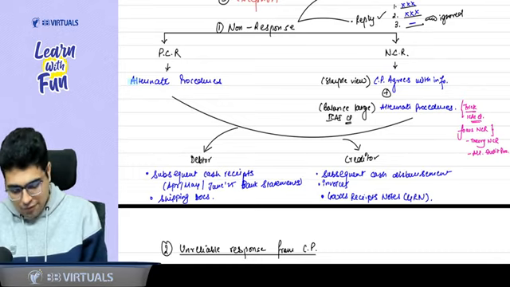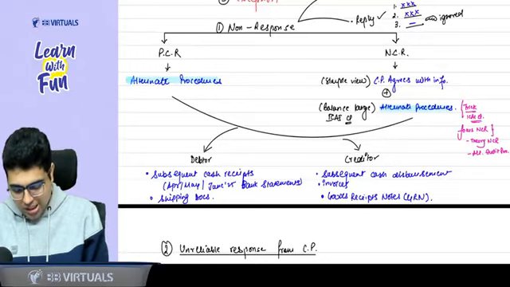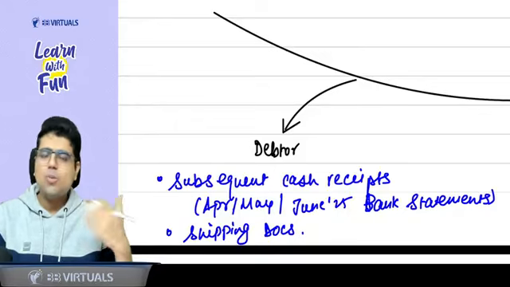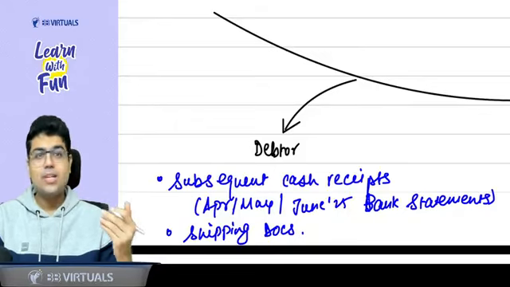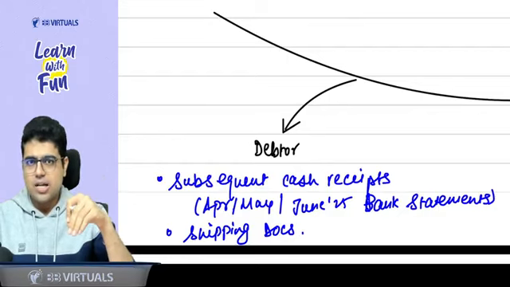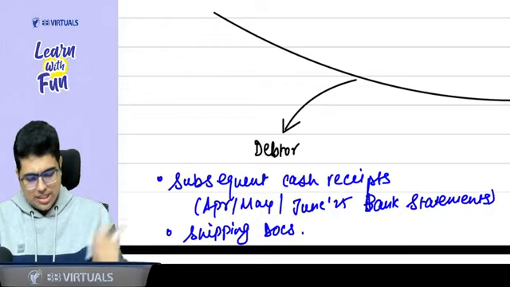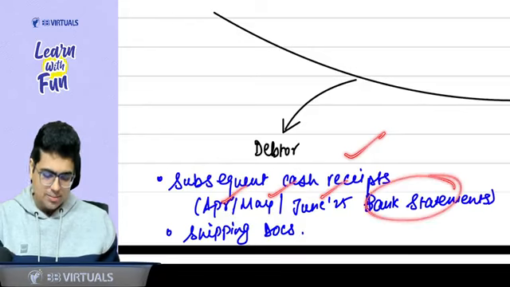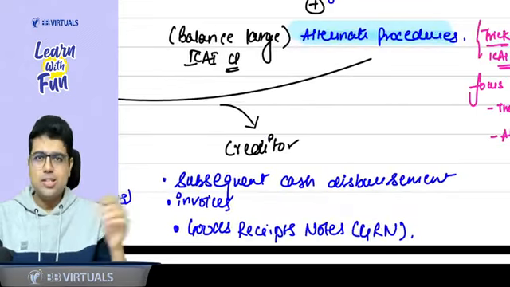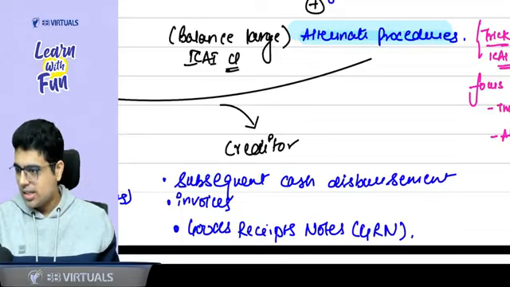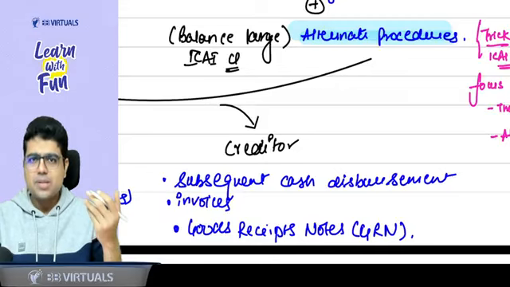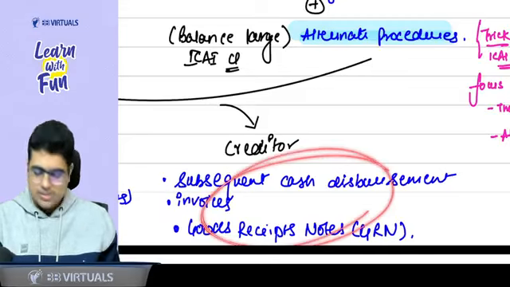You people are thinking, sir, what are the alternate procedures that we can do? These are very easy. If you want to test the debtor and you are not getting the confirmation, we can see the sales documents and shipping documents. When the debtor repays, the debtor is there on 31st March, he will repay in the month of April, May or June. So check the subsequent cash receipts of April, May, June, bank statements, shipping documents. This way you can get comfort that the debtor is there. What about creditor? Opposite. Check the subsequent cash disbursements, and purchase documents like purchase invoice and goods receipt note. These are the documents that you can verify.